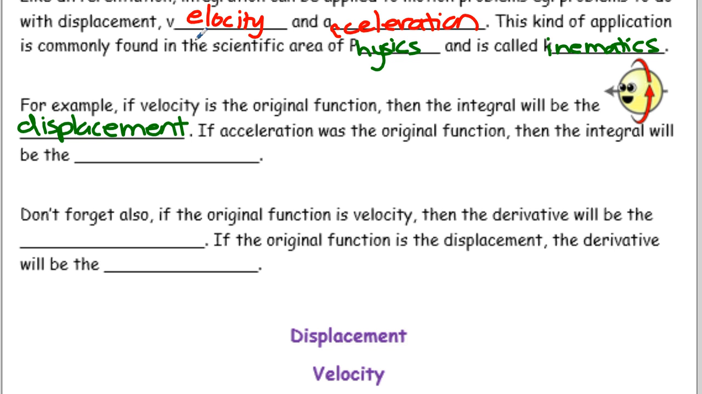Okay, so if acceleration was the original function, then the integral would be the next one up. Yep, velocity. Don't forget also, if the original function is velocity, then the derivative would be acceleration. Yeah, cool.